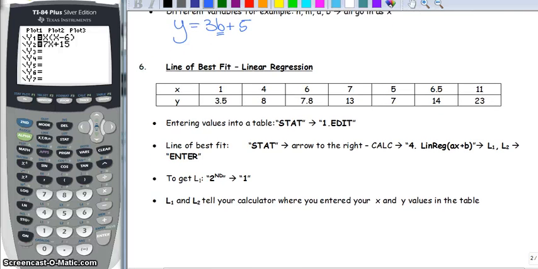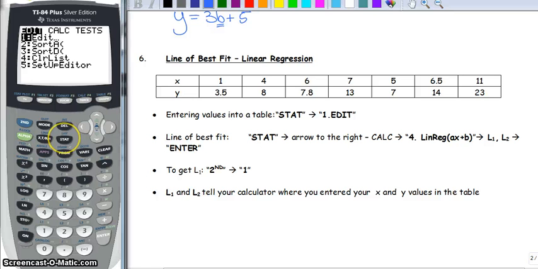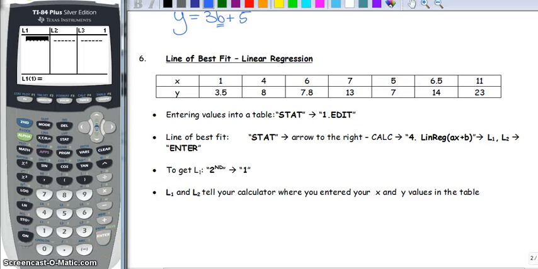Now, time for the line of best fit. This one takes about the most amount of time. What you want to do is start off by hitting Stat, and you're going to edit your data. We want to enter all of this stuff in. When you edit your data, your x's are going to go into list 1. Your y's are going to go into list 2. So right now what I want you to do is press pause, enter all of your x's into L1, all of your y's into L2.